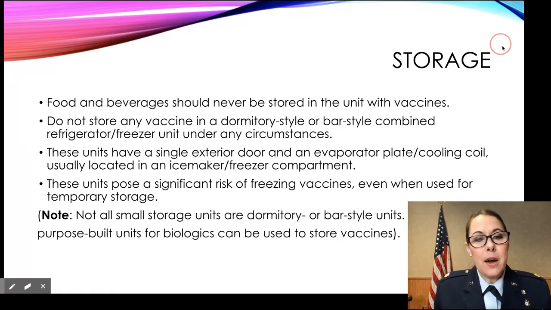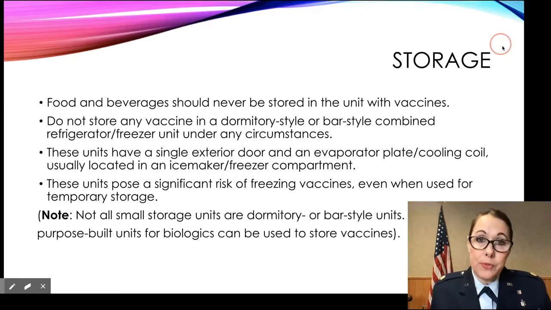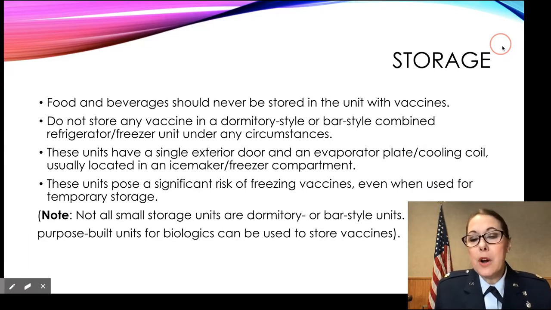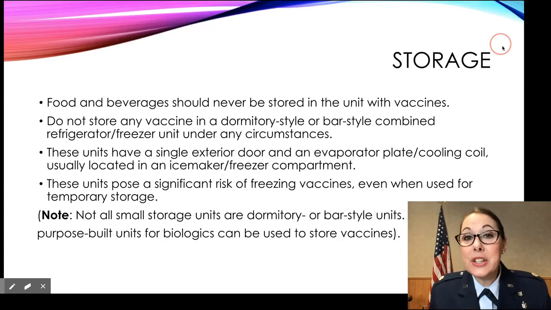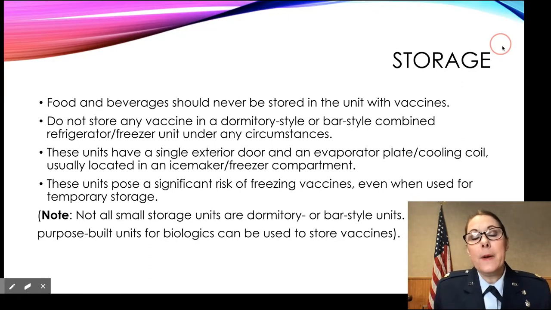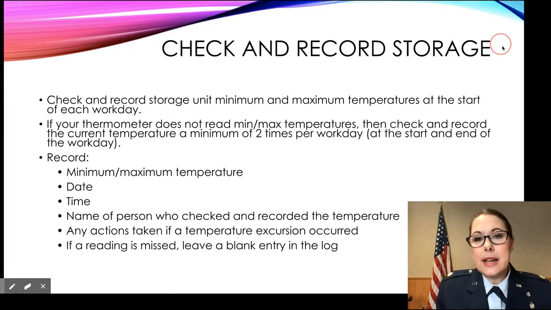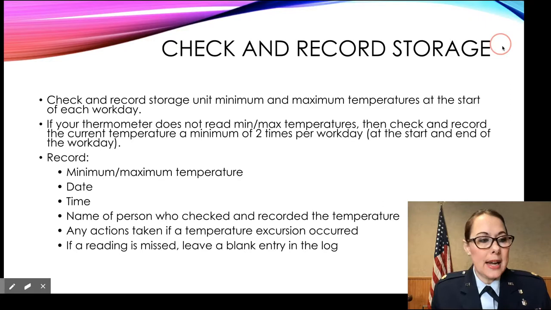But note that not all small freezers are dormitory or bar style units. They might be compact, and purpose built. There are some that are compact and specially made for biologics, and so those are okay to use. And again, you want to check those at a minimum of twice a day. This is, again, just talking about checking your storage unit, knowing what your minimum and maximum temperatures are, and recording anything that might be out of range. You want to document all that.